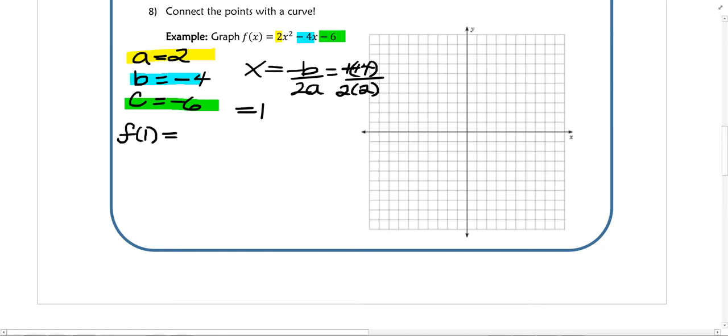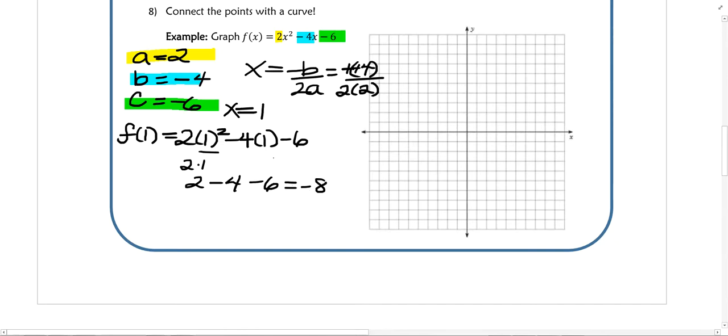Okay, so wherever I see an x, I'm going to plug in the number I just found for the x-coordinate of the vertex, which is 1. So 2 times 1 squared minus 4 times 1 minus 6. Make sure to use the order of operations here, which means do the exponents before the multiplication. So for example, I need to square 1, which is 1, and then I need to multiply it times 2. So 2 times 1 is 2. Here I can multiply, that gives me negative 4 minus 6, which is going to give me negative 8. So that gives me a vertex of 1 comma negative 8.